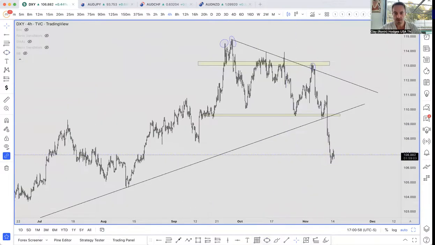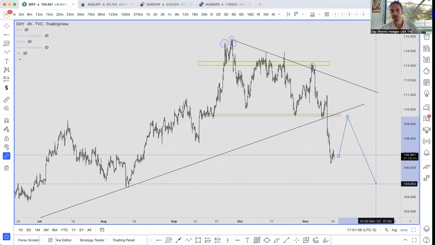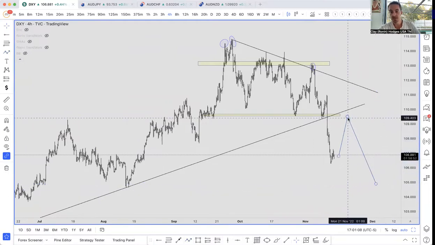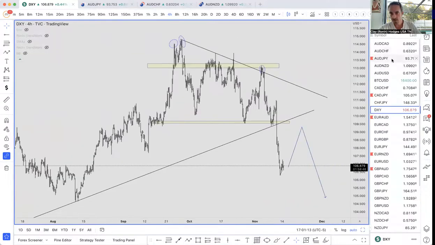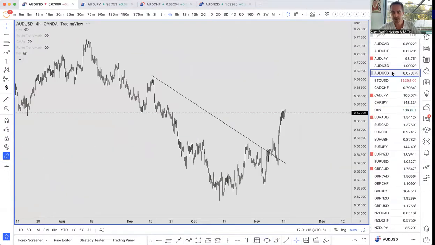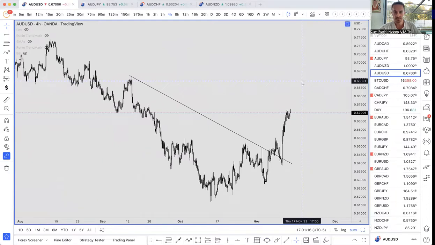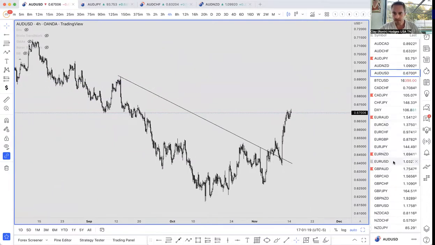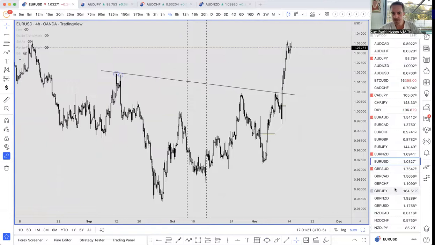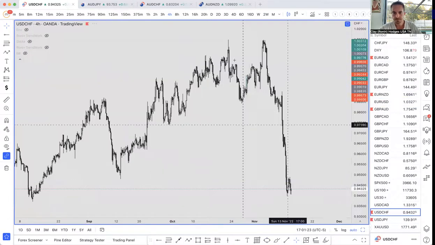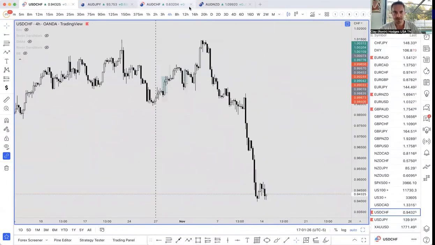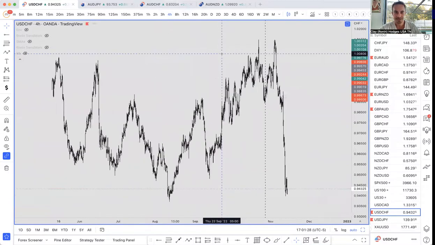So be on the lookout for some temporary dollar strength, probably coming up to about 109.50 is what I would look for. And then a continuation lower on the dollar, which in turn is going to mean a much, much higher move on Euro USD, GU. And look at dollar Swiss here, right? Dollar Swiss is just free fall mode.